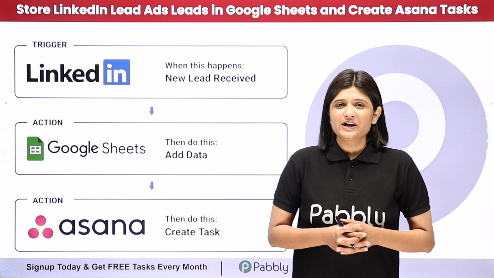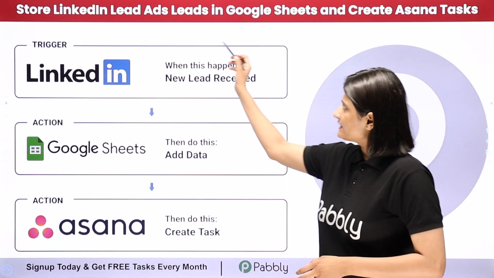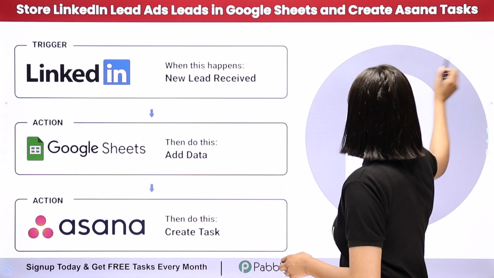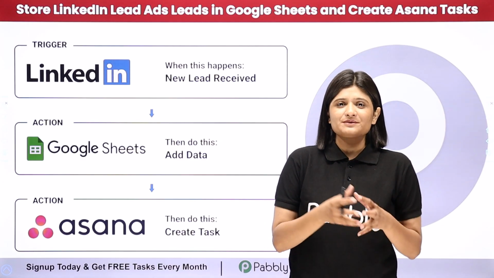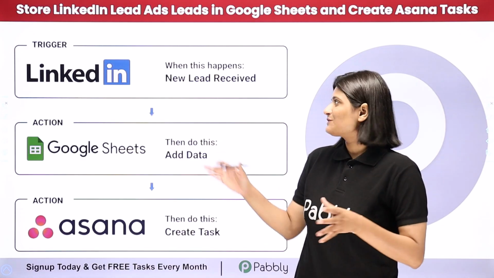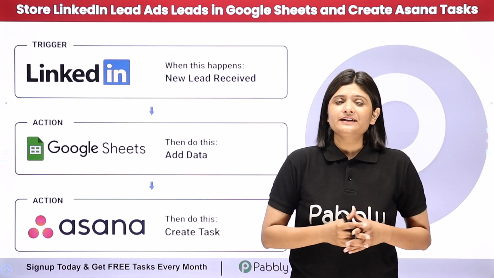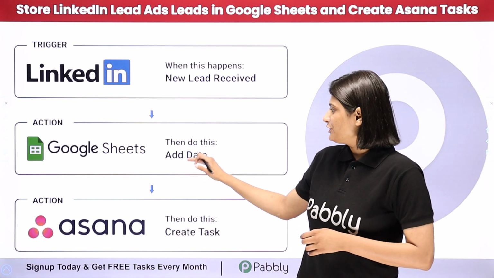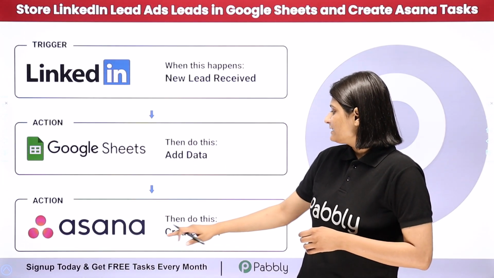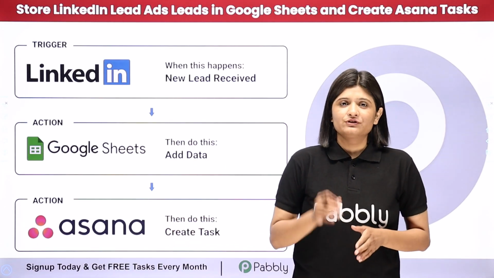In this video, we are going to learn how to store LinkedIn lead ads leads in Google Sheets and create Asana tasks. So let's suppose I'm running a business, and for this business, I'm collecting all my leads with the help of LinkedIn. I want that whenever I receive a new lead, automatically the lead details should be added to my Google Sheets, and then the Asana task should be created for this lead.